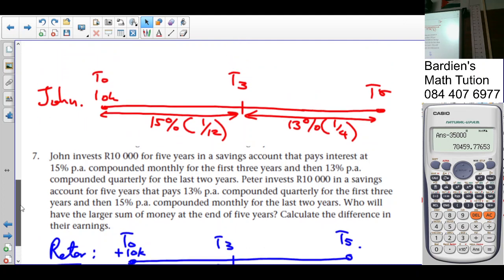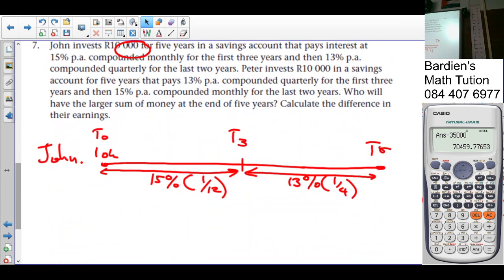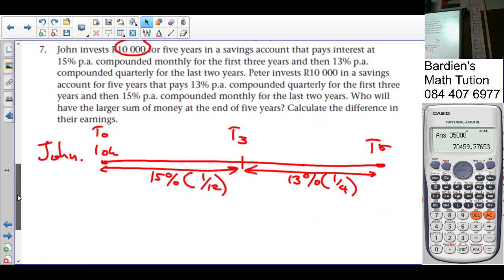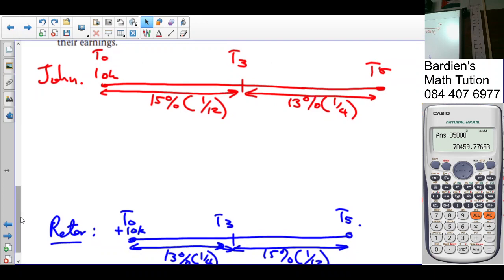So what I'm going to do is work with John first. In our calculation, I can go A total equals. Remember what did we say? We're going to do it all in one. I'm going to take it until the point when the interest rate changes.